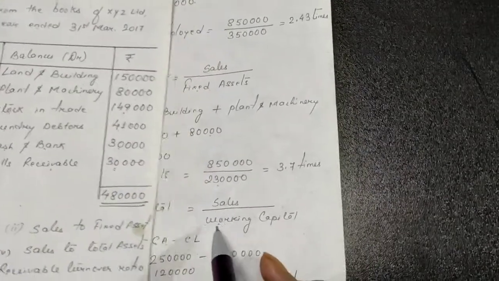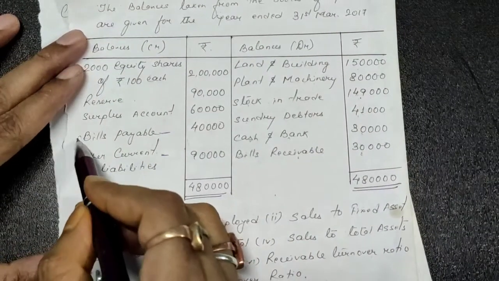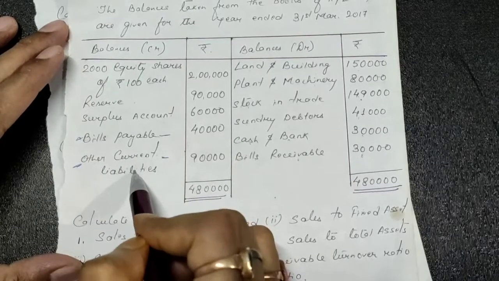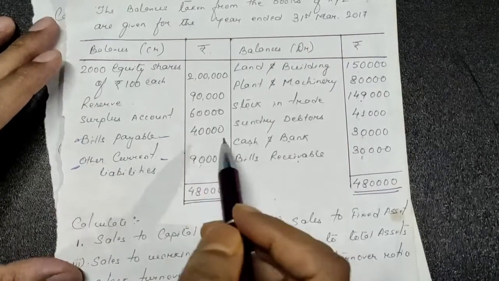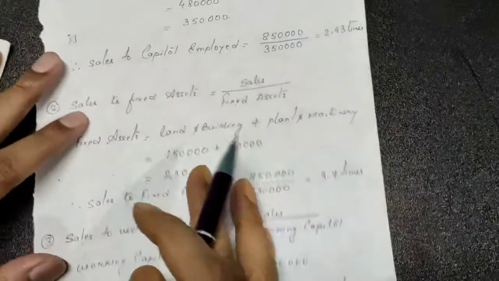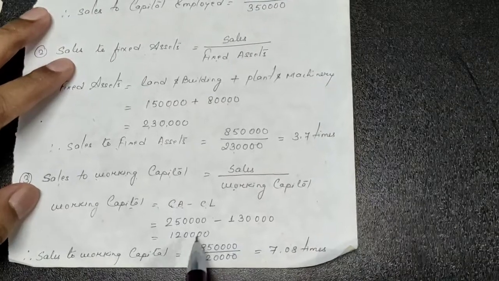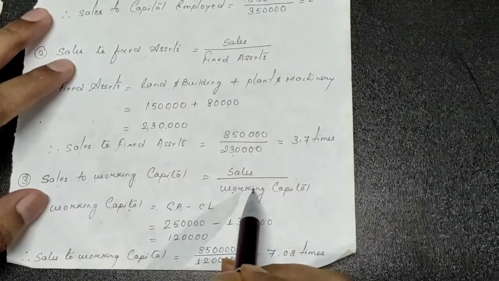Now we'll find out current liabilities. Current liabilities will come from the liability side. You see here, these are the two current liabilities. One is bills payable, the other one is other current liabilities. So we have to add the amount of these two. So 90,000 plus 40,000 is 1,30,000. So that's what I wrote here. You see, 2,50,000 minus 1,30,000. If you subtract these two, how much you'll get? 1,20,000. So we have the details to solve this formula now.